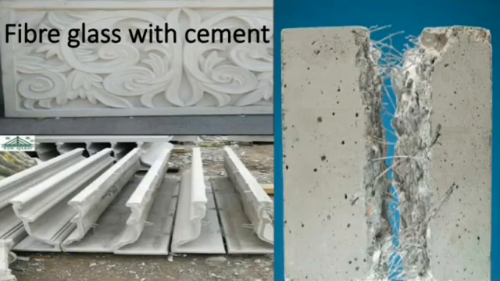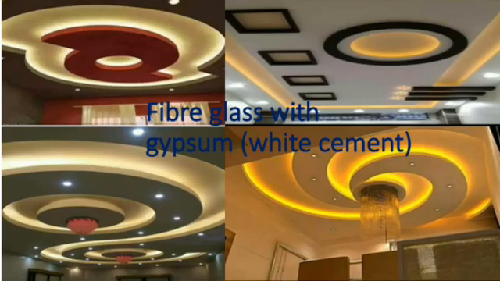Now when fiberglass is mixed with cement, it is used in molding amazing things. When fiberglass is mixed with white cement, it is used in making POP. These are various devices made from POP. So all these are made from fiberglass. Now depending on the uses, other materials are added to it.